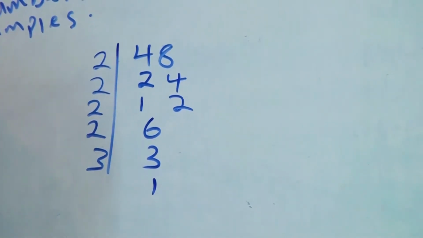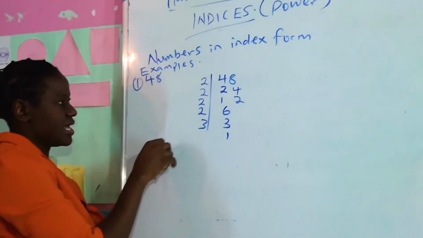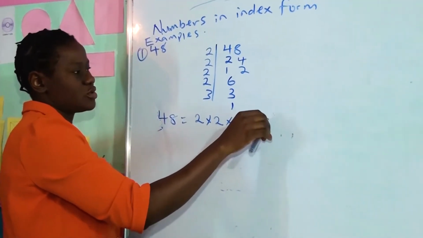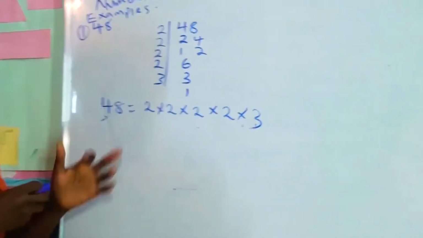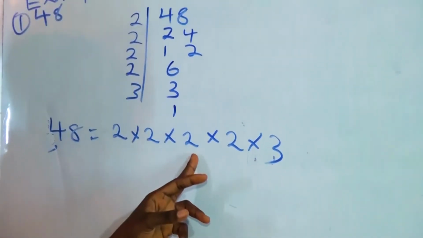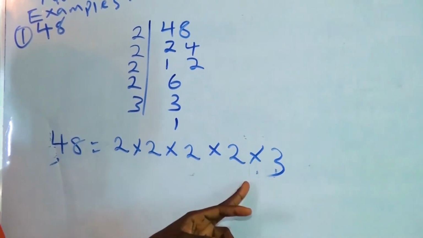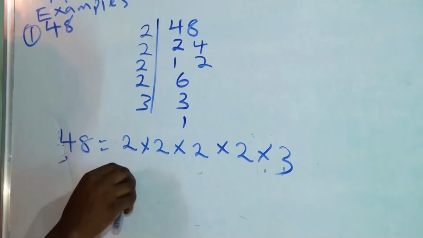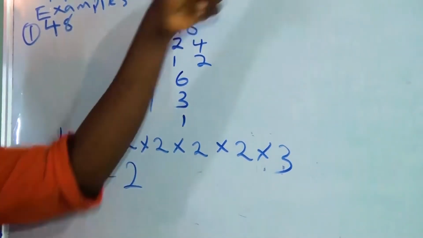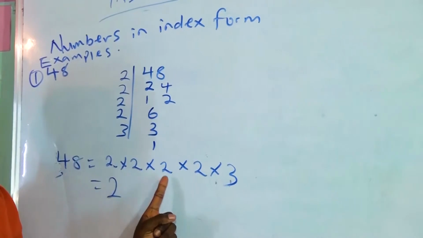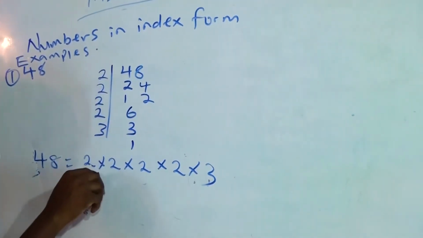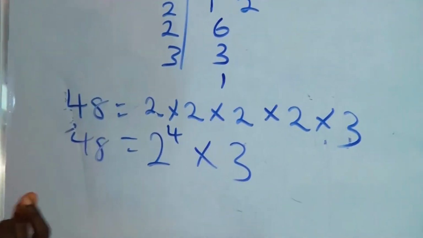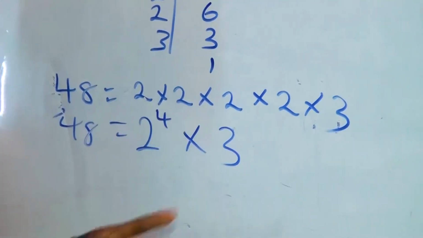So writing this in index form, we have 48 becomes 2 times 2 times 2 times 2 times 3. 2 times 2, 4. Times 2, 8, times 2, 16, 16 times 3. So you could move this to 2 raised to power 1, 2, 3, 4. 2 raised to power 4 times 3. So 48 is still equal to 2 raised to power 4 times 3.